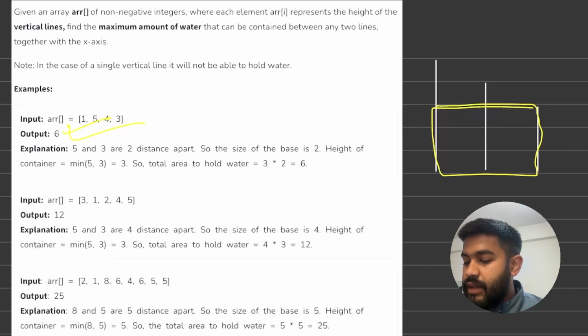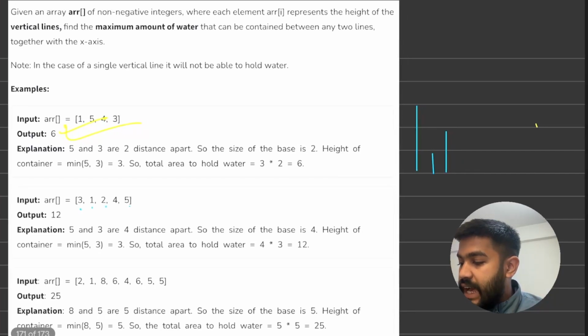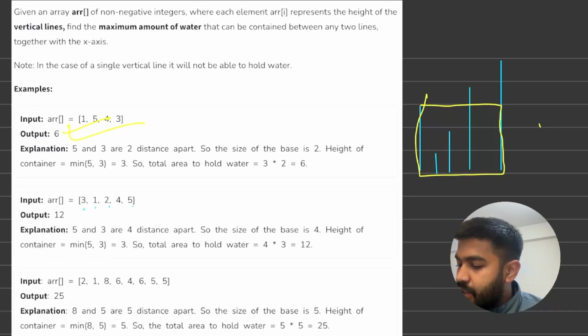Let us see more. Then we have something like 3, 1, 2, 4 and 5. Let us visualize that also. So we have a height of 3, a height of 1, a height of 2, a height of 4 and a height of 5. So here the water would be held in this section. So 3 multiplied by 4, the answer is 12. That is why you have this.